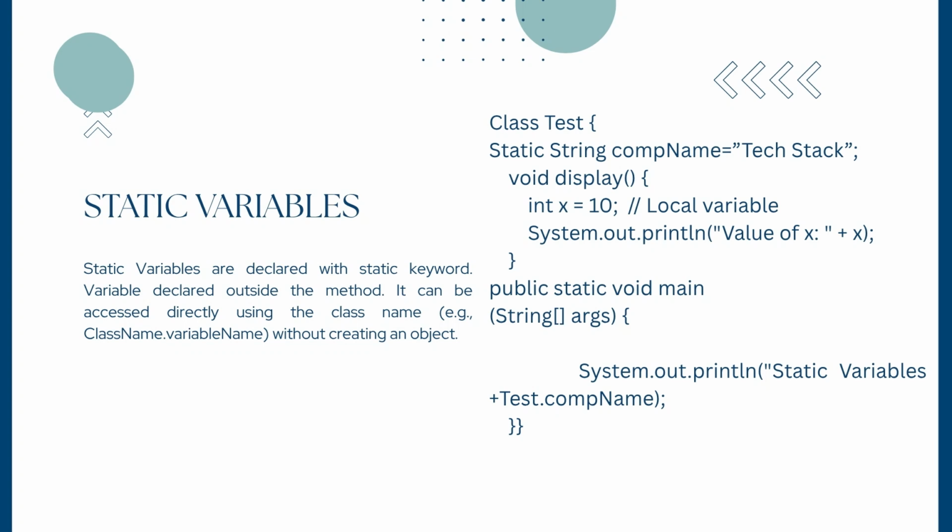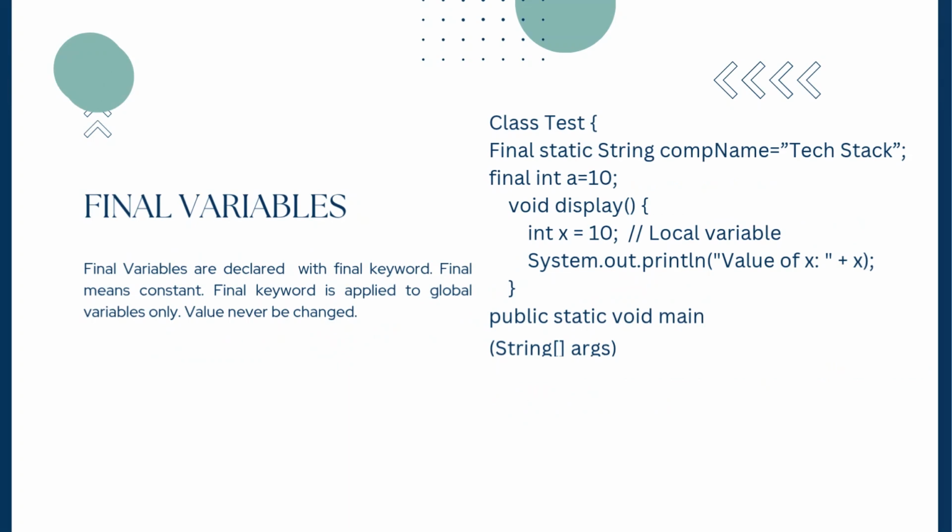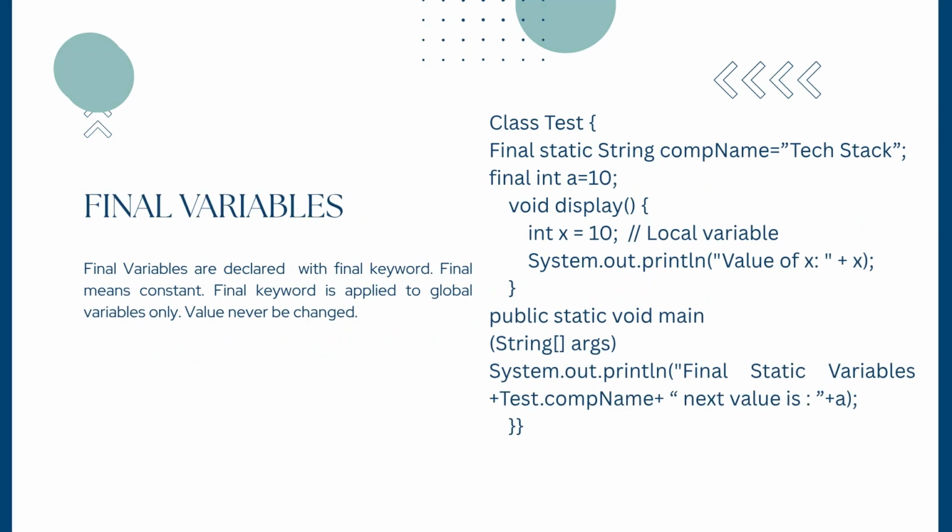Example: again a Test class, and declare one string variable, company name, with the static keyword and assign the value TextTag to it. And in the main function, just call it through the class name dot company name, so that value will be printed out. Final variables are variables declared with the final keyword.